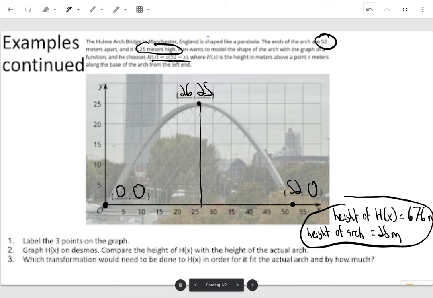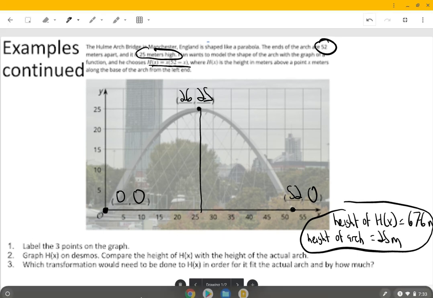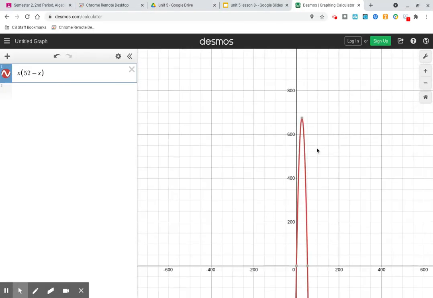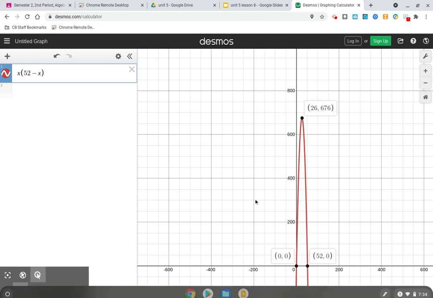Which transformation would need to be done to h of x in order for it to fit the actual arch? So if we go back and look at the graph of h of x, notice these 2 points are correct. And this point, notice the x value is correct, but the y value is different. So in order to get it so that these 2 points stay the same, okay, I could not do a shift, because if I shift this down, then these points would move with it. So the only way that I can move this point down while keeping these points where they are is to actually do a vertical squash. Okay? I have to do a vertical squash.